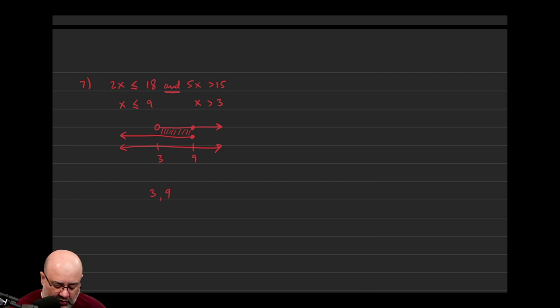Both inequalities do have 9 included. The crust of the bread is present on both slices at 9, but it is not present on the top slice at 3. So I don't have an overlap at 3. I do have an overlap at 9. So the interval that we're looking at is from 3 to 9.